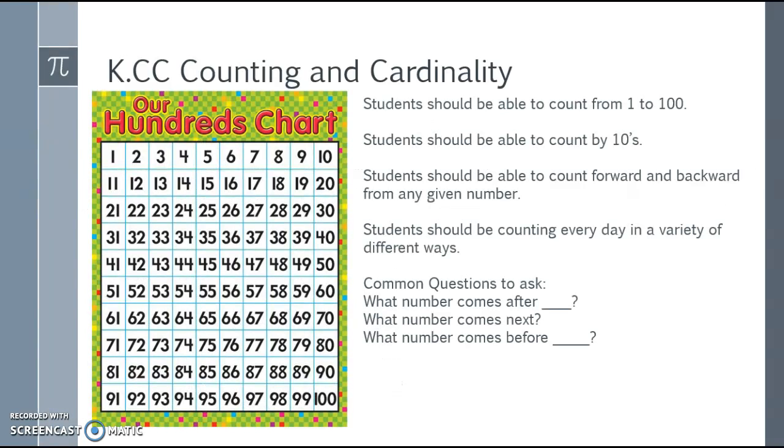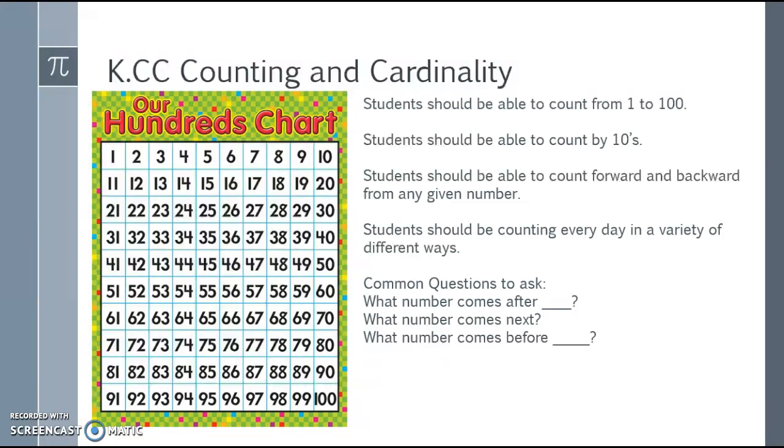So let's start with our hundreds chart. Students need to be able to count from 1 to 100 by the time they leave kindergarten. They need to be able to count by tens. They also need to be able to count forward and backward from any given number. Students should be counting every day in a variety of different ways.